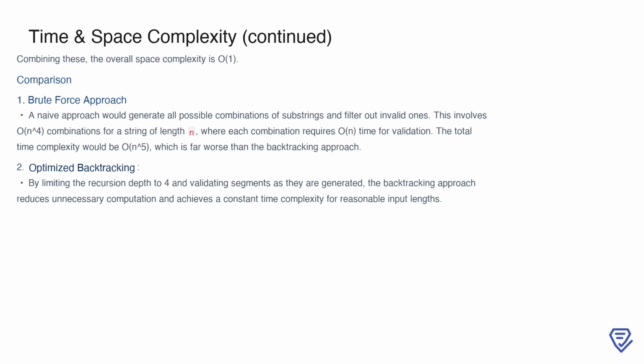This results in an overall time complexity of n to the power of 5, which is highly inefficient. By contrast, the backtracking approach is far more efficient. By limiting the recursion depth to 4 and immediately validating segments as they are generated, the backtracking method avoids exploring invalid paths unnecessarily. This enables it to achieve constant time complexity for strings within the valid length range, making it a significant improvement over the brute force method.